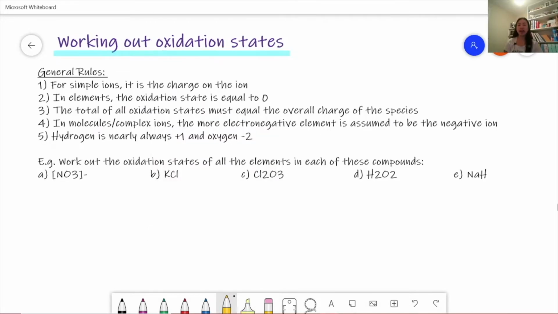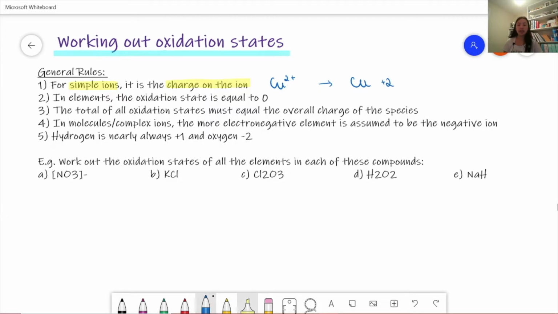Now we're going to look at how to work out oxidation states. So we have a few general rules. The first is that for simple ions, it's normally the charge on the ion. And so, for example, if we have copper 2+, then the oxidation state for copper in this ion is +2.